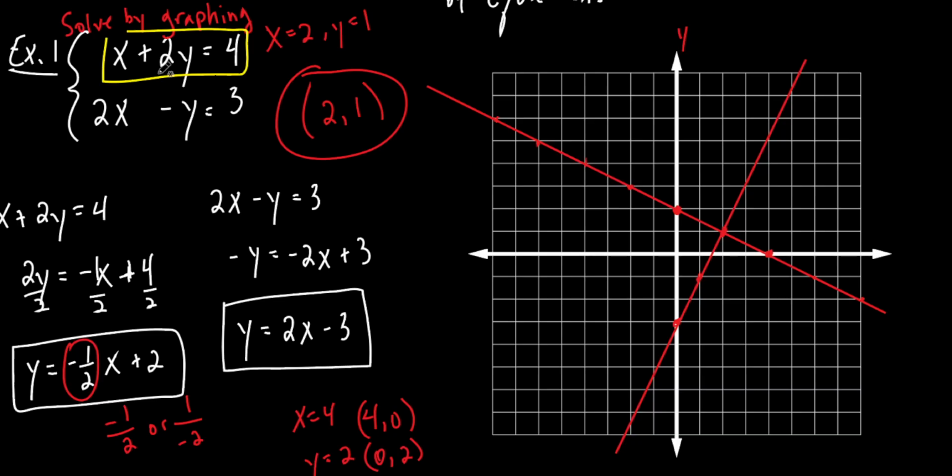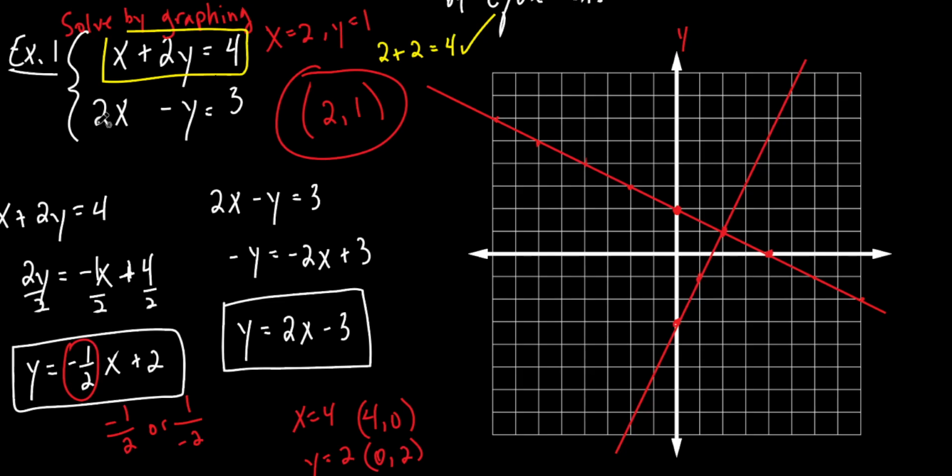If I put a 2 in for the x and a 1 in for the y, let's see if it works. So x is 2 plus 2 times y, or 2 times 1 is what? 2. Does 2 equal 4 like it says right here? It does. So does it check? Yeah. That one checks.